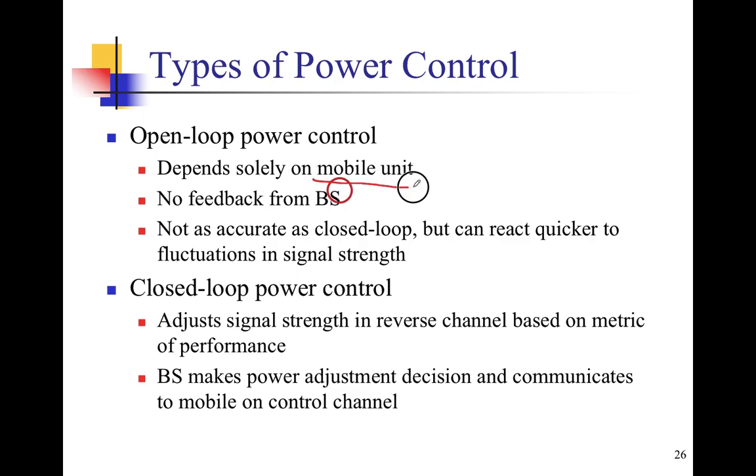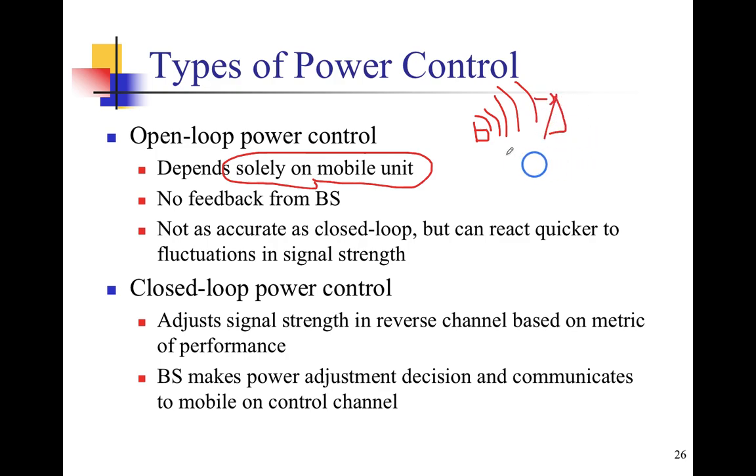So open loop means that it depends solely on the mobile unit, meaning that the mobile unit determines what power to use to communicate to the base station. This is your base station, and this is your mobile, and the mobile adjusts accordingly to the base station power. So they adjust the power depending on how far away they are. And this one is not accurate.